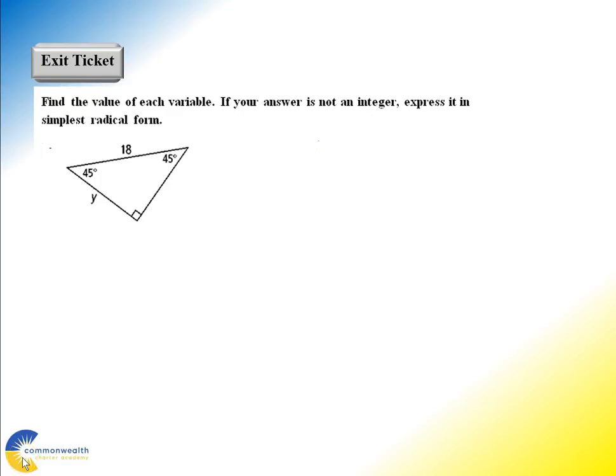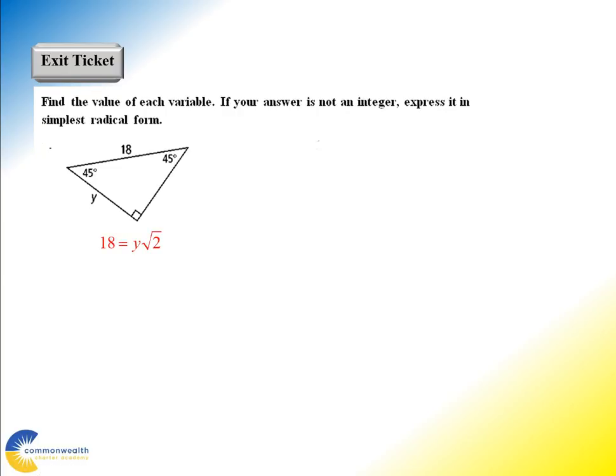So let's briefly go through these answers to the exit ticket items that you were given. For this first one, in each of these cases, you were to find the missing variable, find out what its value was. What you have here is a 45, 45, 90 triangle, and you know that the hypotenuse is 18. We need to find out what y is, the length of one of the legs.